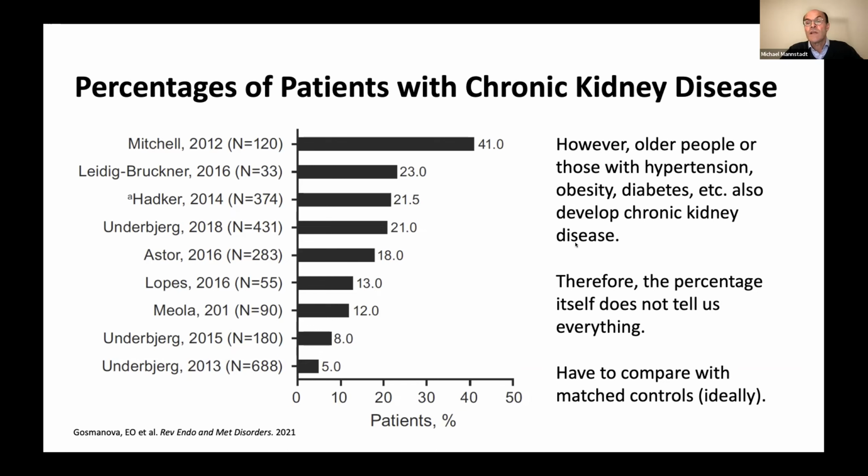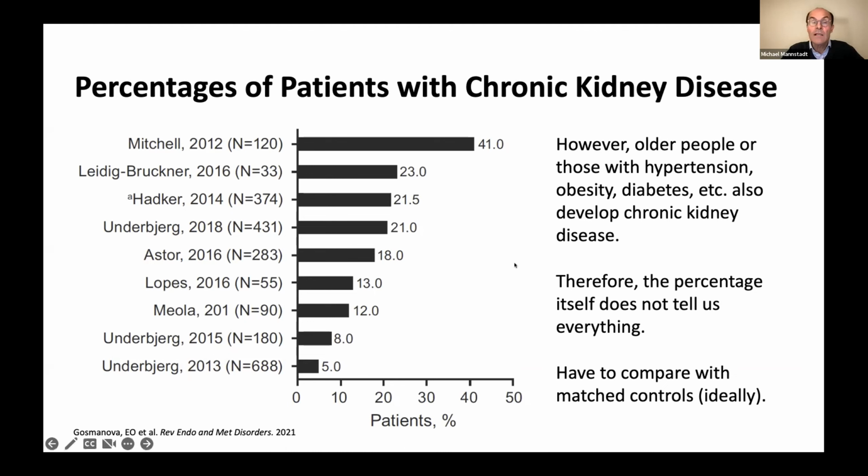So in other words, the percentage itself does not tell us everything, because you want to compare, ideally, these numbers with matched controls. What's your matched control? Well, it's another person, roughly the same age, same gender, who has the same percentage of high blood pressure, obesity, and diabetes that some of these patients have. But without hypoparathyroidism, so that the only difference really between them is hypoparathyroidism or not, right? That's kind of the ideal situation. It's not easy to do. And certainly for a disease that's not very common, like hypoparathyroidism, it's difficult.